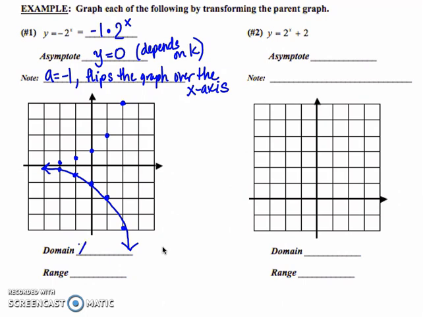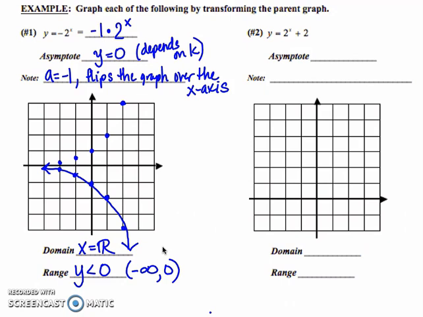My domain here is still all reals. My range now, because I had that x-axis reflection, is going to be that y is less than 0, or in interval notation, -infinity up to 0, round brackets on both.